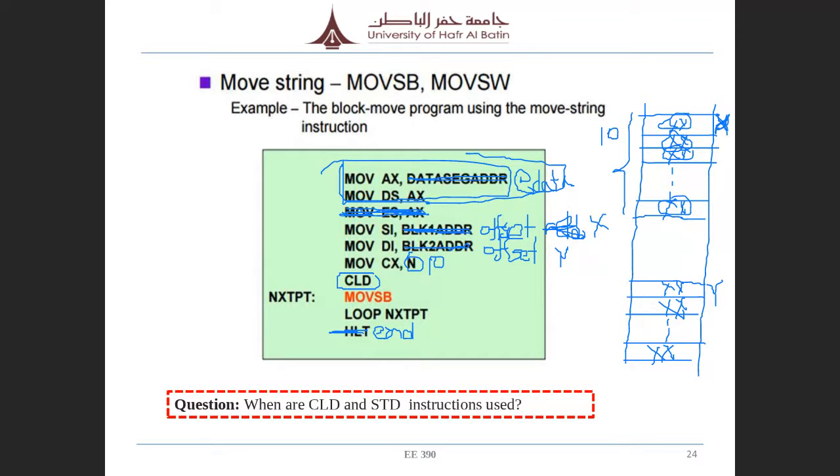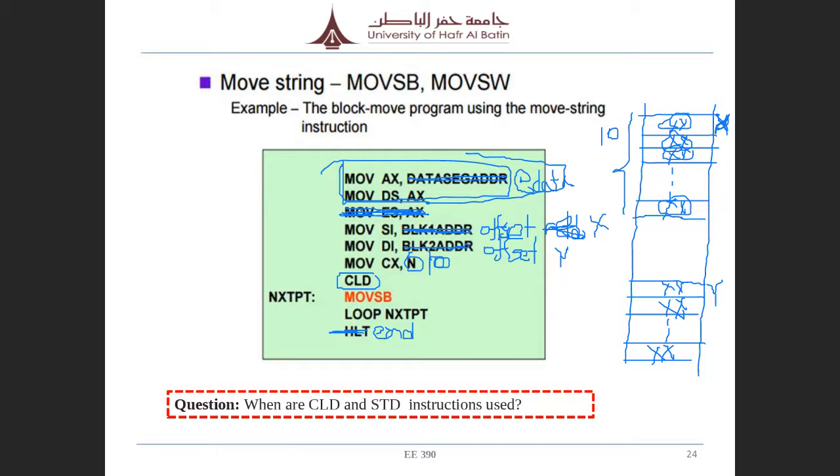Then load the counter. How many data do you have? 10. Load the counter: move cx comma 10. Then we have to decide whether we move from higher memory location to lower memory location, or lower to higher. Normally we go from lower memory location to higher memory location, that's why we use CLD, clear direction flag. Then the next line is move string as a byte. You can also write word, which will be a little bit faster.